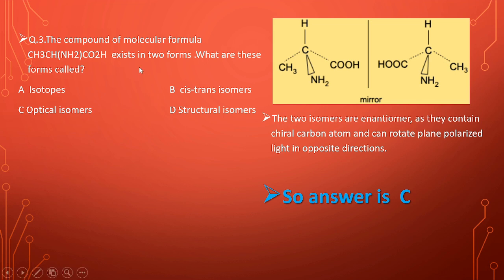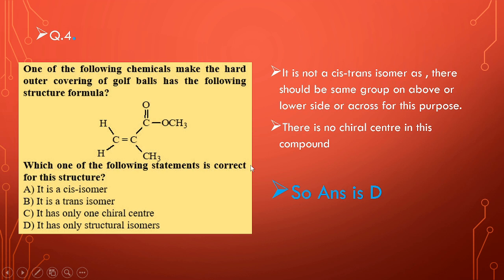Okay, the compound of the molecular formula shown exists in two forms. What are these forms called? You can see they are optical isomers because they are not superimposable upon each other. They are enantiomers. They have a chiral carbon atom. They have the capability to rotate plane polarized light in opposite directions.